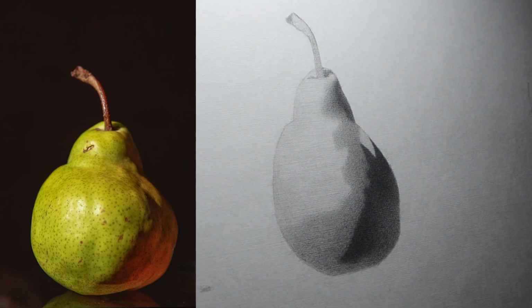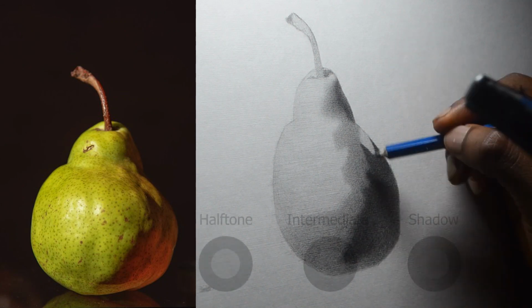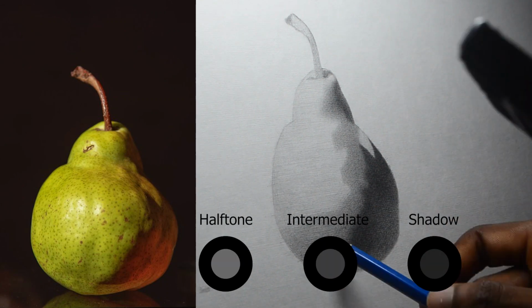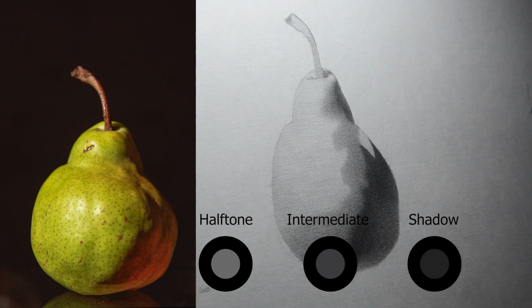Once I have the base values for the darkest halftone, I return to that bedbug line with a B pencil and add an intermediate value between the shadow and halftone to soften that transition even more.